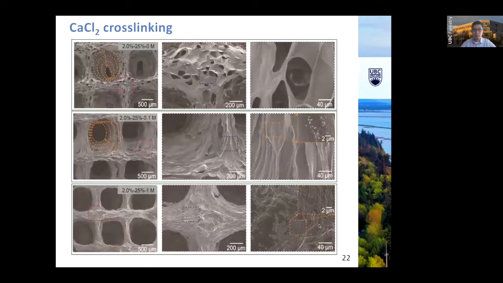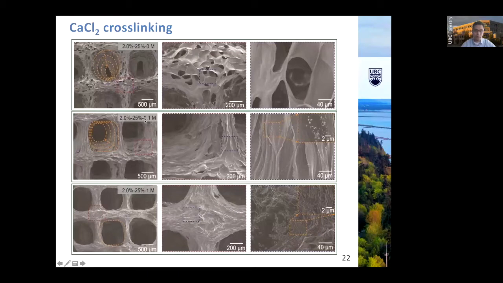So here is some effect of the calcium chloride cross-linking. This SEM image shows the sample without any cross-linking. We see a lot of pore structure. Those pores are formed by ice crystals, as we used freeze drying to dry the sample. So there are a lot of pores, and even the printed holes are barely observable.